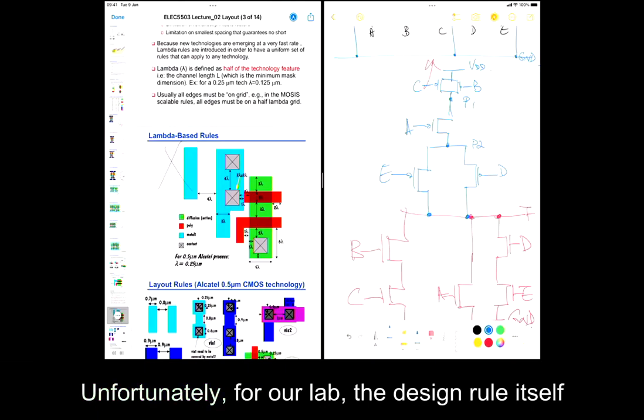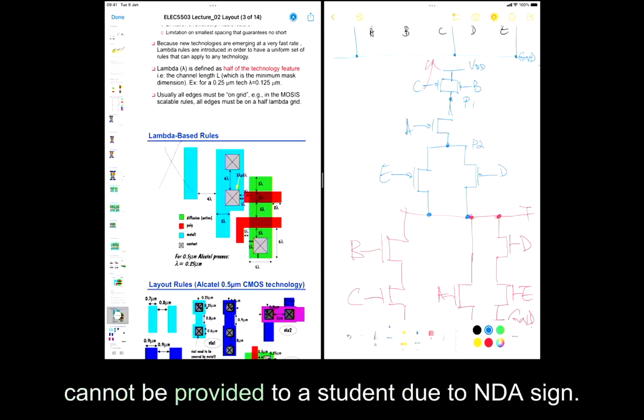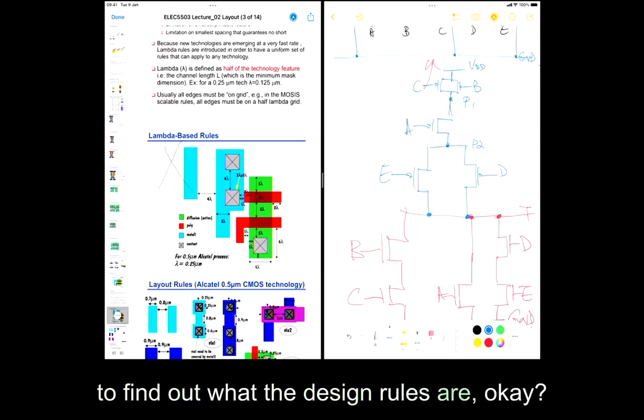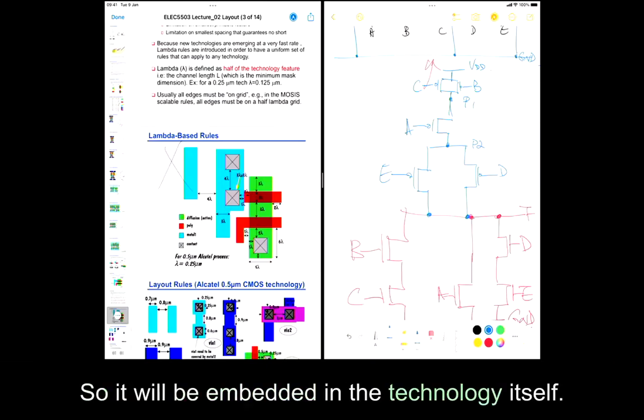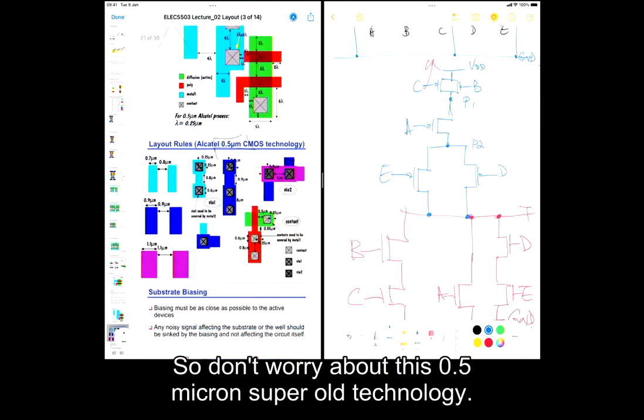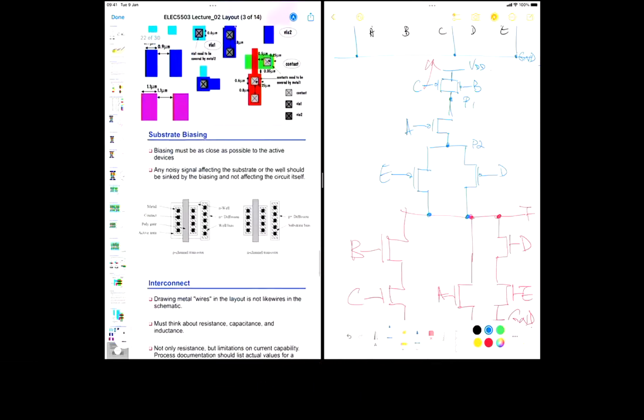Unfortunately, for our lab, the design rule itself cannot be provided to students due to NDA. So what you can do is that I'll explain again in the lab that you can have another way to find out what the design rules are. It will be embedded in the technology itself. So don't worry about these 0.5 micron super old technology. Don't worry about it.